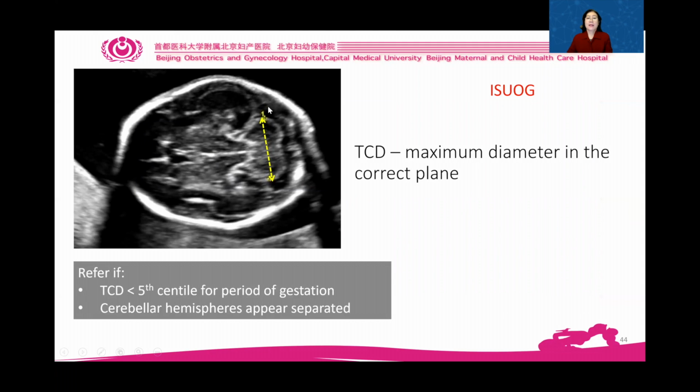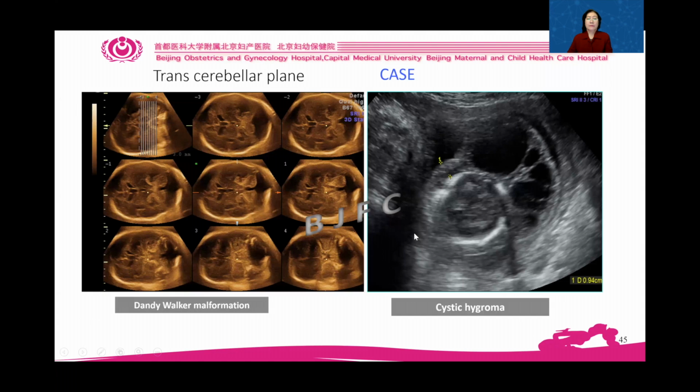So look at the cerebellum plane. In the correct plane, measure the maximum diameter here. If the TCD is below the 5th centile for the period of gestation, the cerebellar hemispheres appear separated. Look at the transcerebellar plane. Look at the vermis defect here.